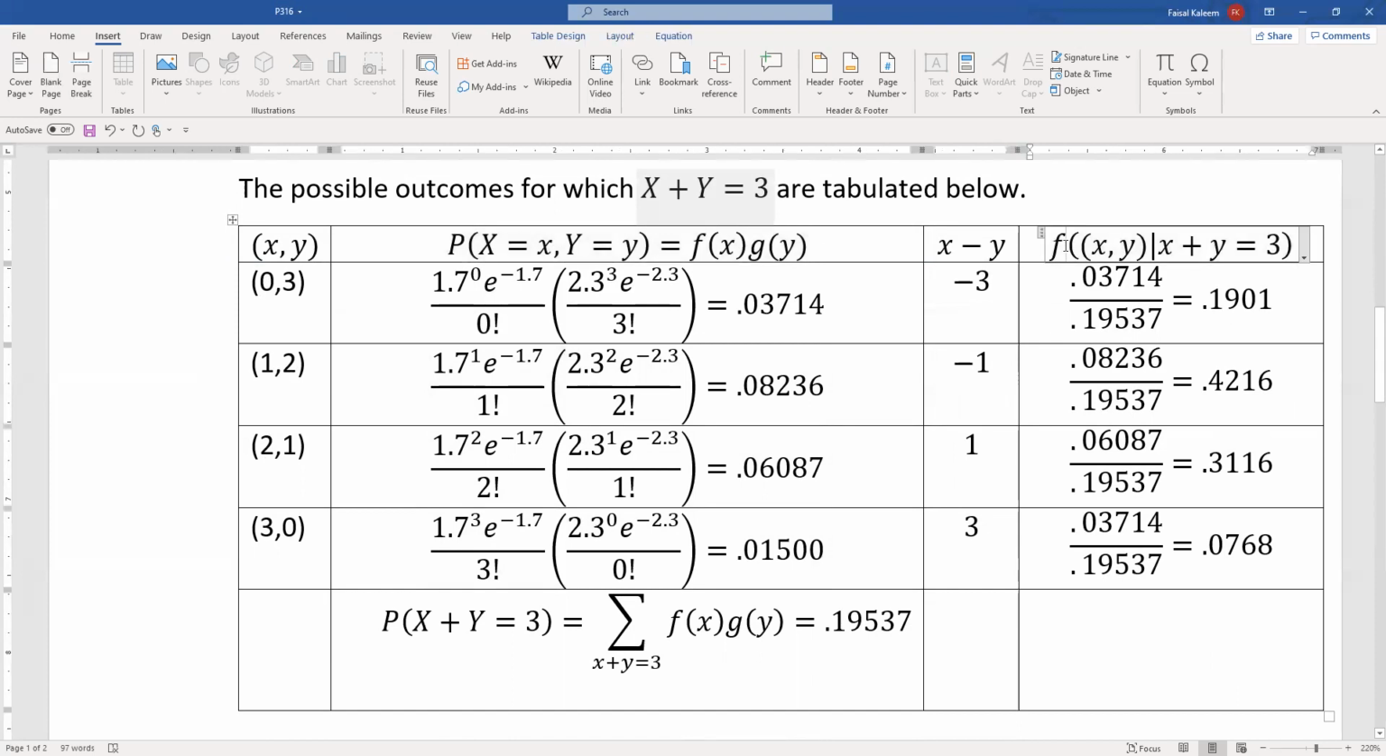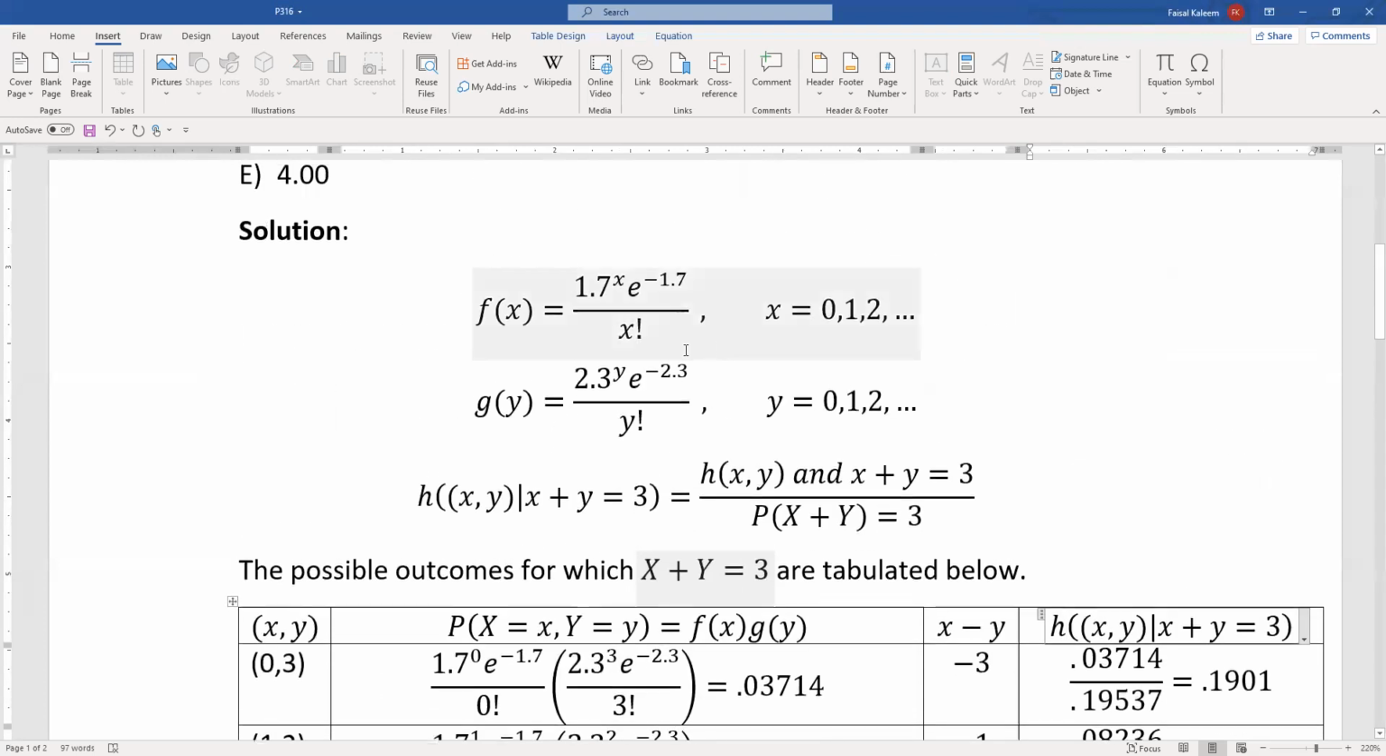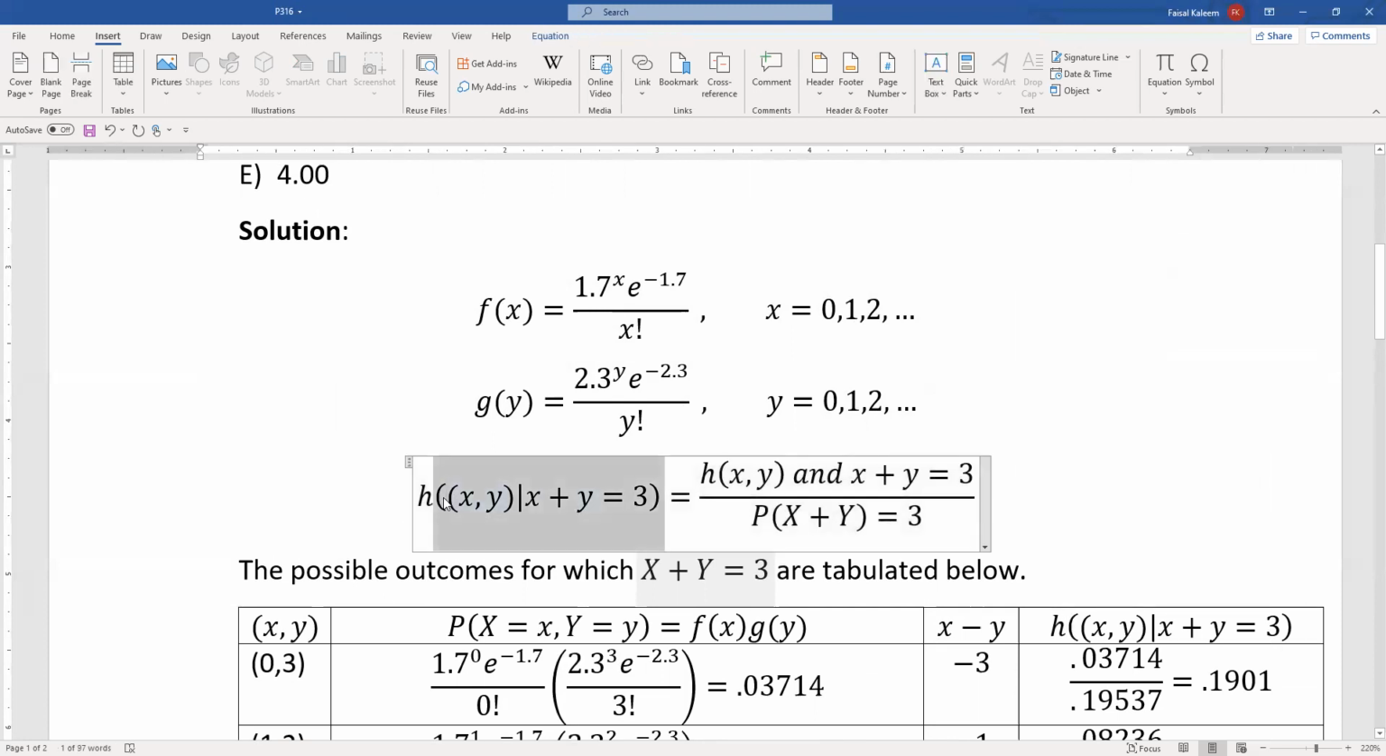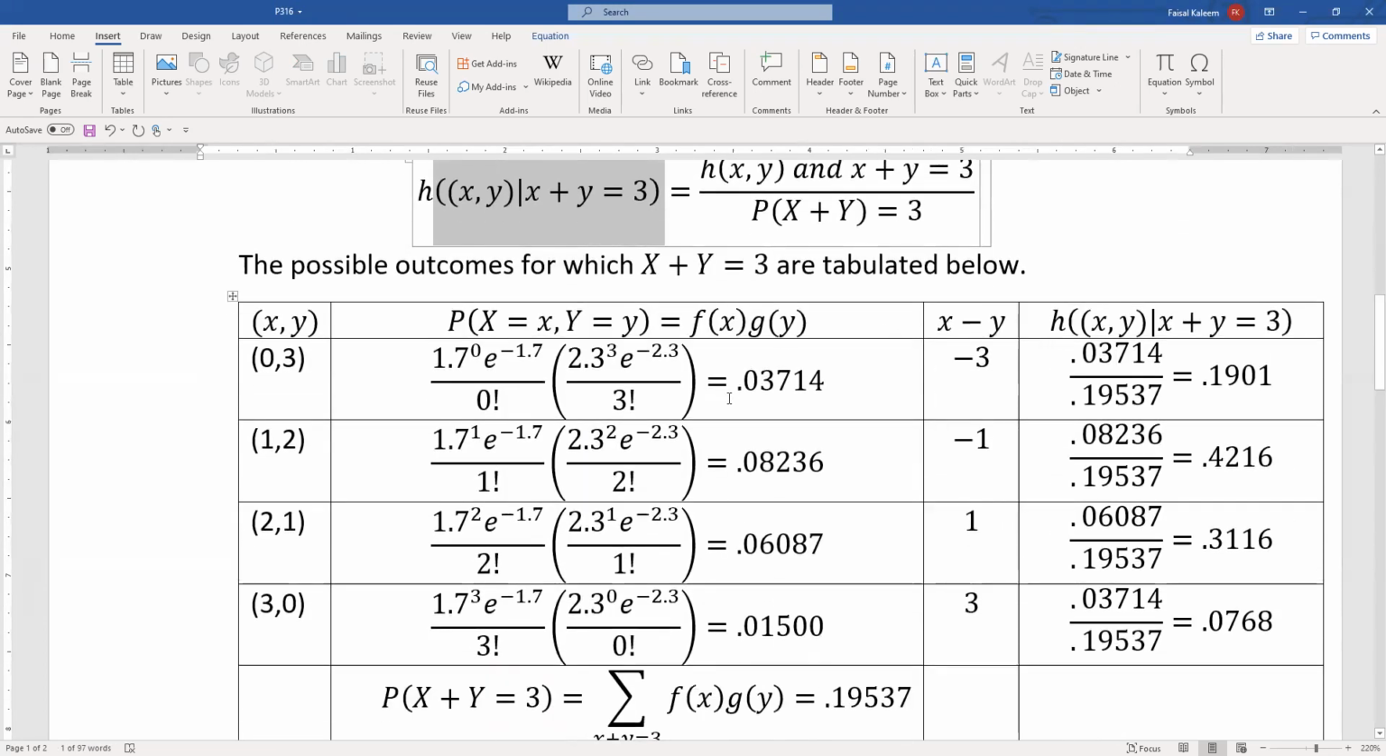So here also, this is the joint PDF h. Let me see if the parentheses are in the correct place. H of x, y. Maybe we don't need the outer parentheses here, but okay. Maybe too much work to remove them, so let's leave them like that. Strictly speaking, these outer parentheses are not needed. We're talking h of x, y given X plus Y equals 3, but okay.